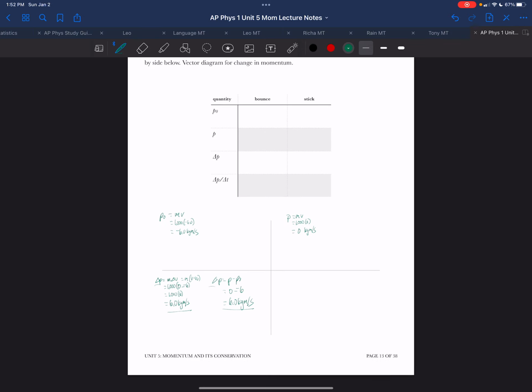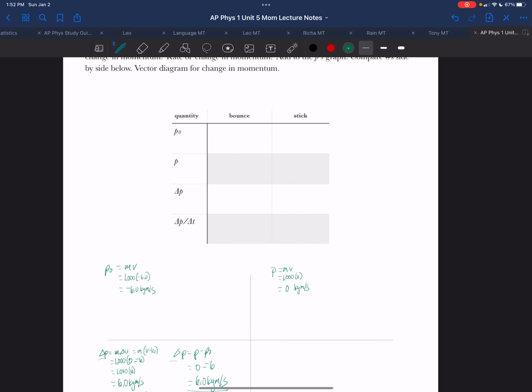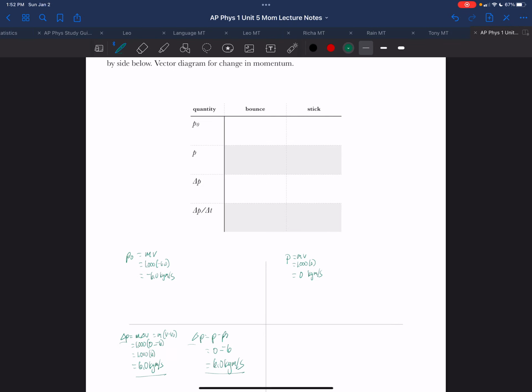Next, let's fill in our table. Okay, when it bounced, the initial momentum was minus 6. Afterward, it was plus 6. The change in momentum was 12. And the rate of change in momentum was 60. If it sticks, we saw the initial momentum was also minus 6, but afterward it was 0. The change in momentum was plus 6, half as much.